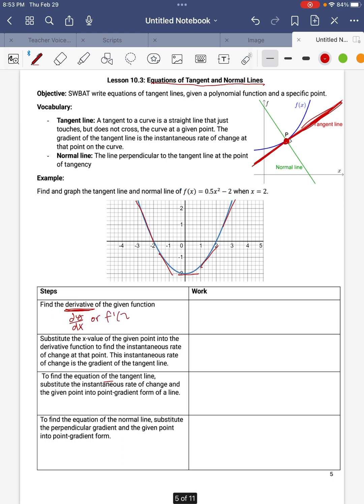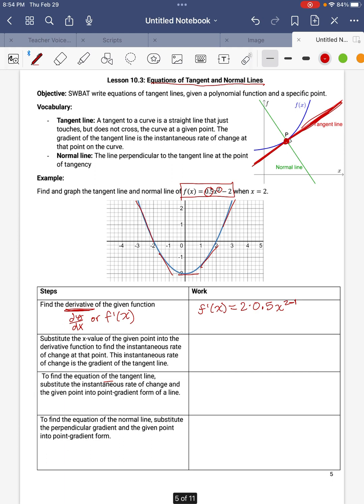f prime of x. So looking at our original function given to us, f of x equals 0.5x squared minus 2, first we're going to find the derivative of that. So I can write f prime of x equals, then I'm just going to use my derivative rule, my power rule. So I have 2 times 0.5. I just did my exponent times my coefficient, x to the power of 2 minus 1.